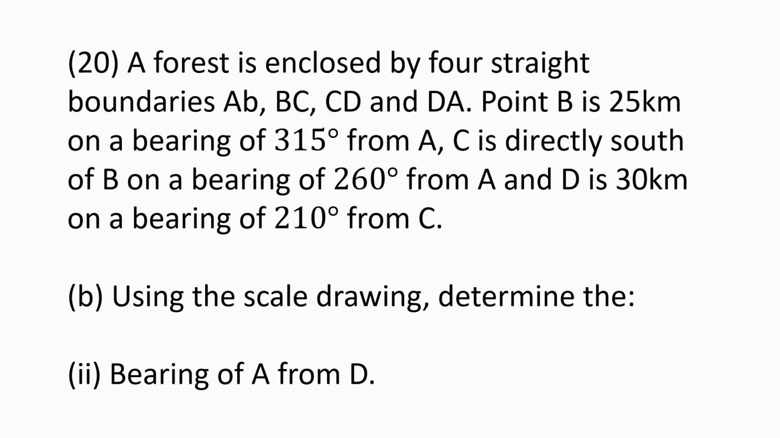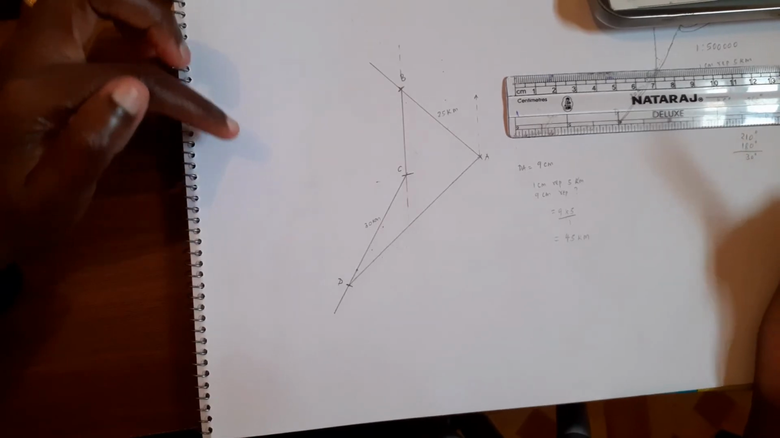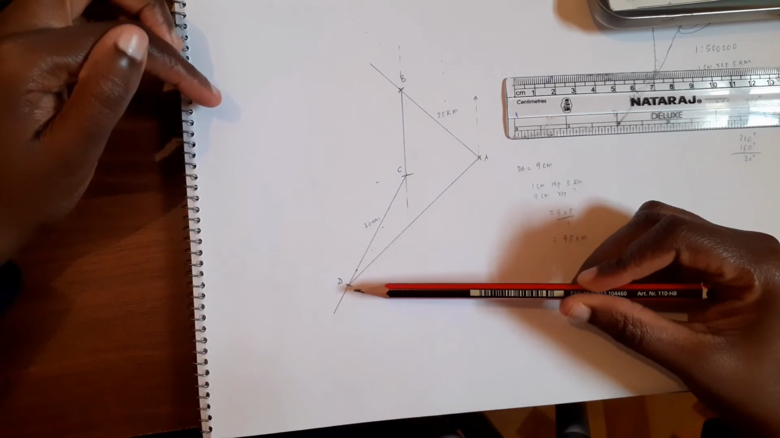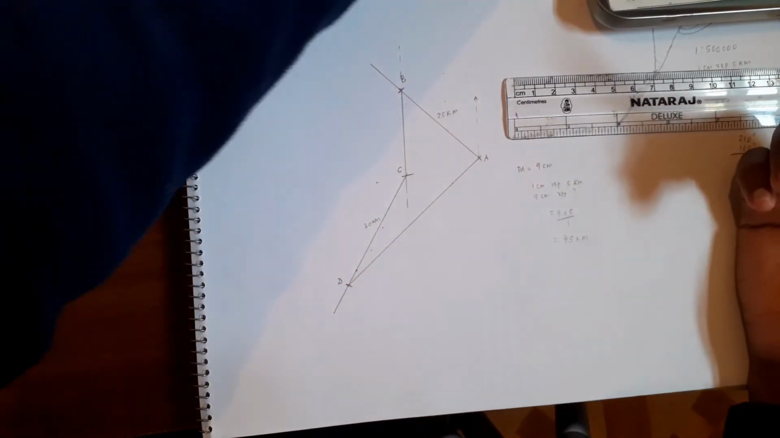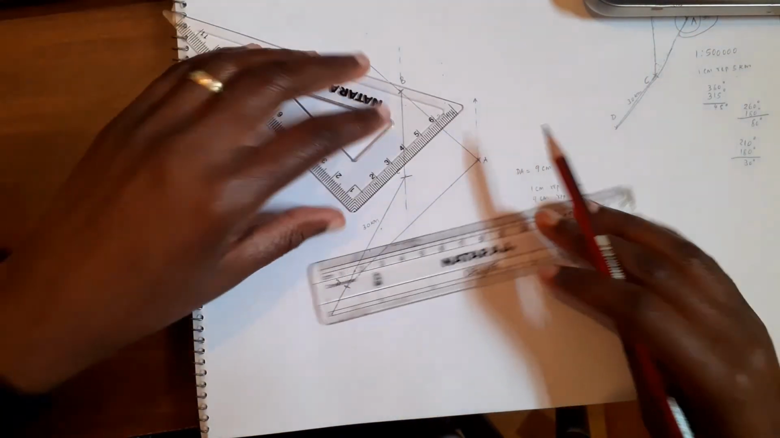Part B2, using the scale drawing, determine the bearing of A from D. We need to find the bearing of A from D. So we start by plotting a true north at point D. You can use a set square.